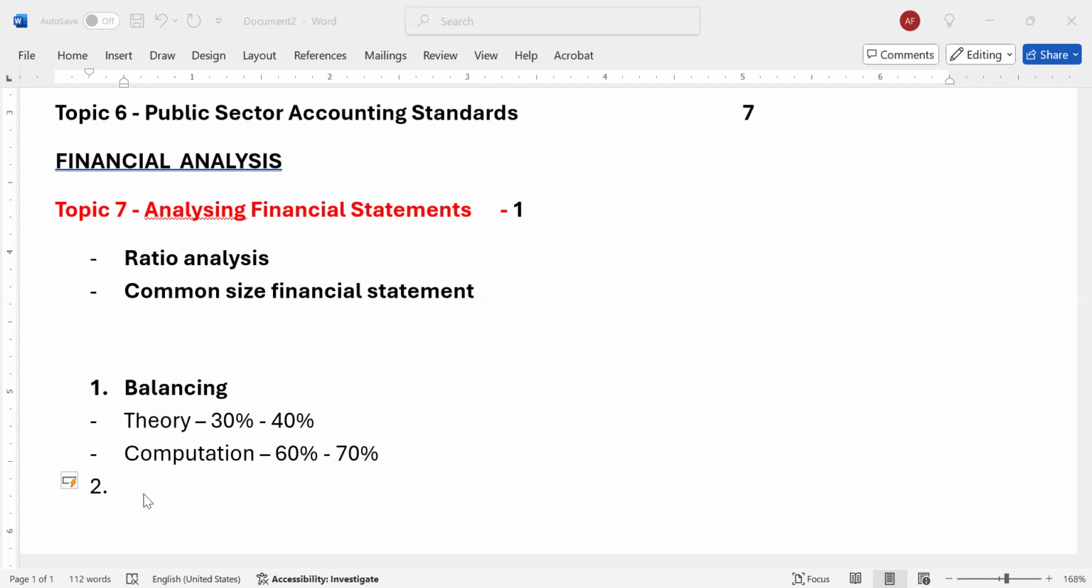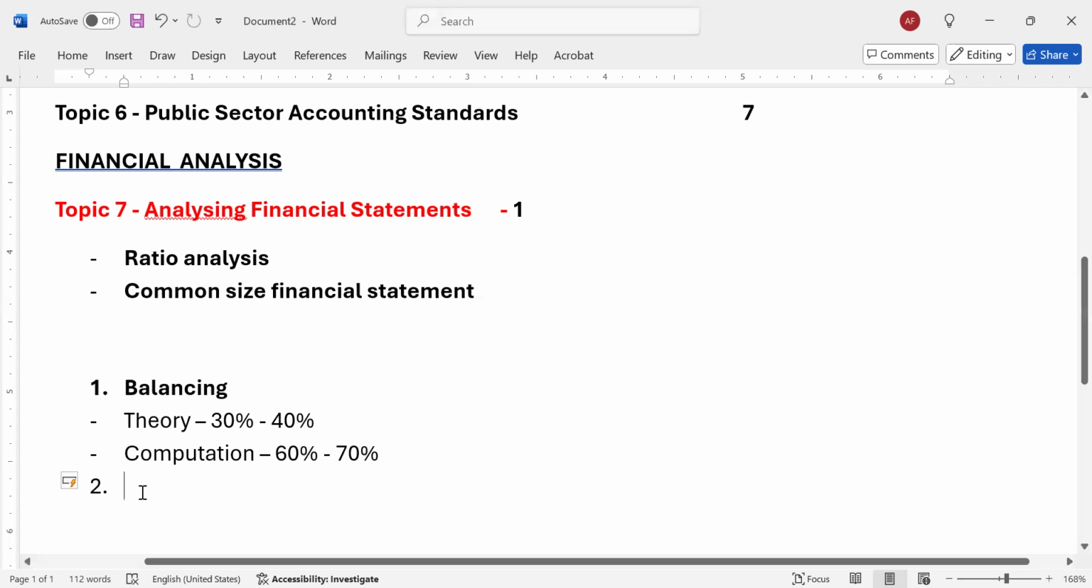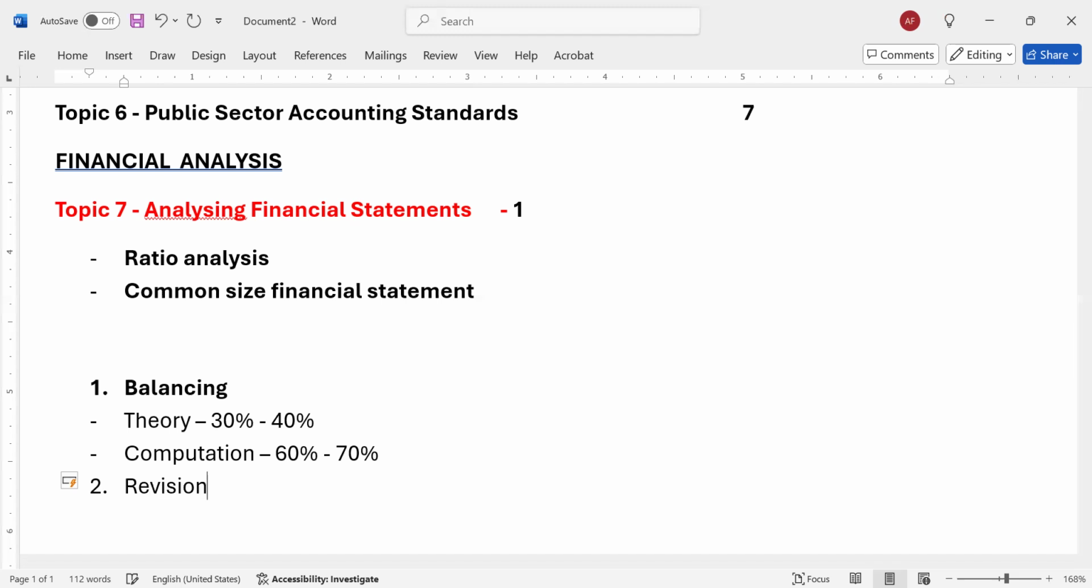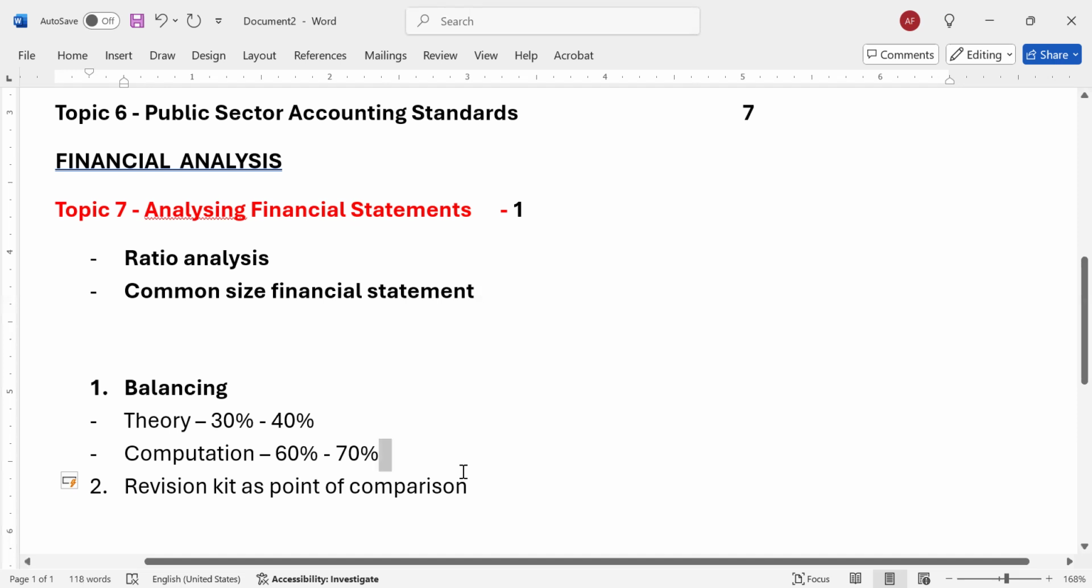So Mwalimu is talking about strategy number 2. Let us use our revision kits as a point of comparison, not reference. Mark it clearly. For reference purposes, go to your notes. For comparison is when you can use these revision kits. So this is one important concept that we should be having.